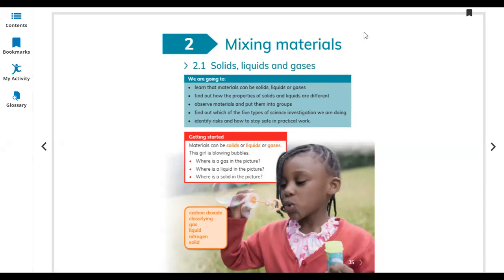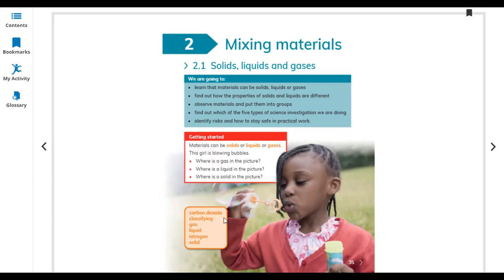Solid: any solid material which you can touch and which has its own shape, like a book or pencil. After this, liquid, like water or juice, any kind of liquid which doesn't have its own shape. When you put it in a container, it takes the shape of the container. And the last one, gas, which is not visible, you cannot see. All around us there are different gases, like oxygen and carbon dioxide. Find out how the properties of solids and liquids are different. So let's start.